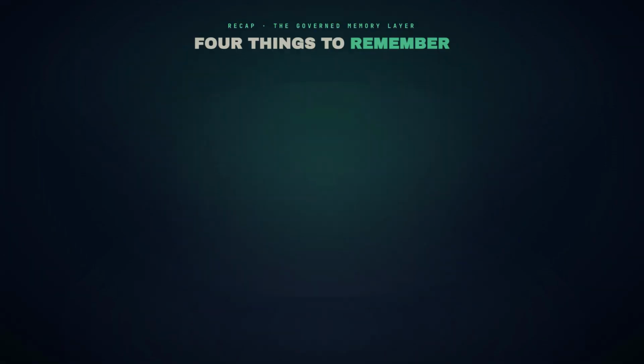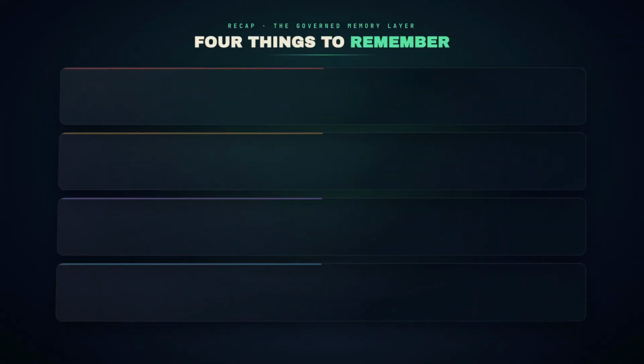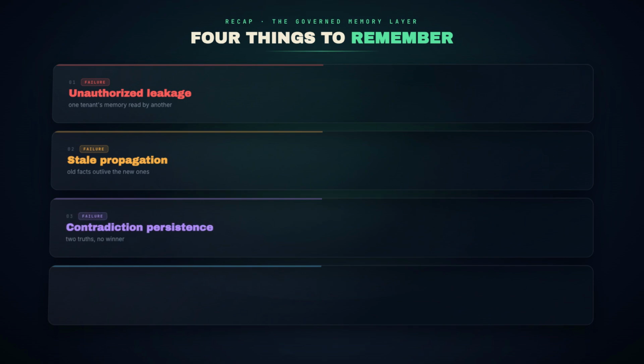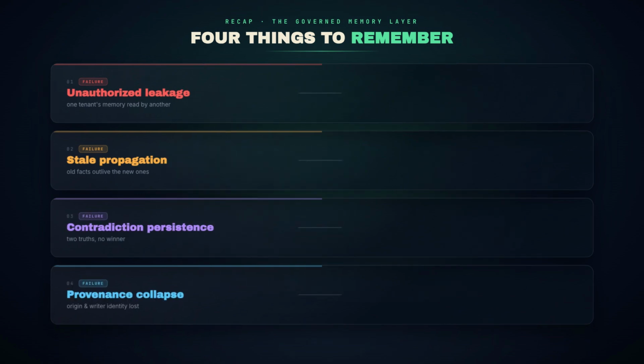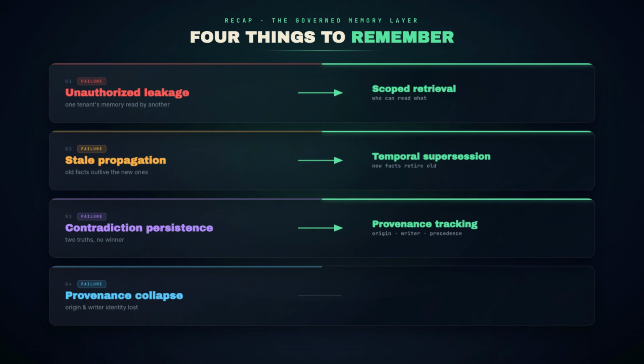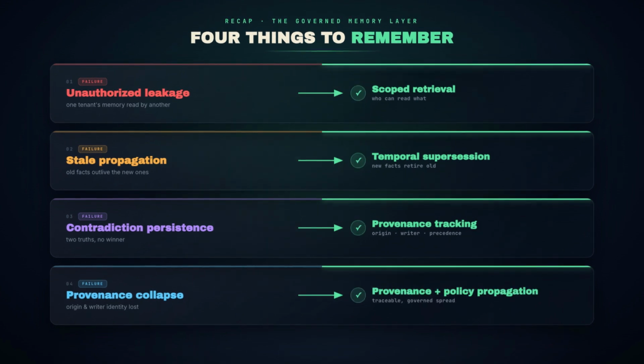4 things to remember. 1. At fleet scale, a shared vector database breaks 4 ways. 2. The breaks are leakage, staleness, contradiction, and lost provenance. 3. Each one has a governing primitive: scoped retrieval, temporal supersession, provenance tracking, and policy-governed propagation. 4. It's governance built into the memory layer, not a bigger index, and it holds under test.